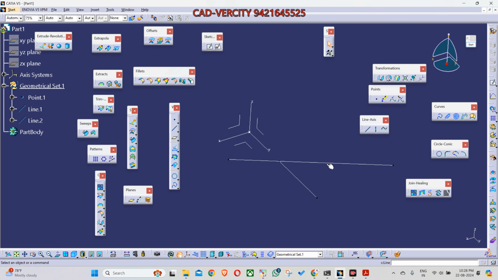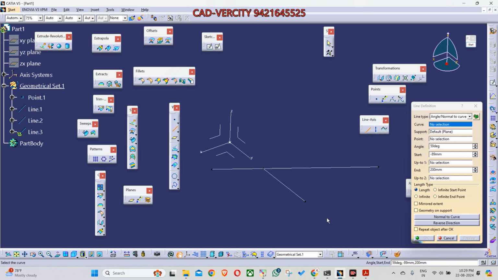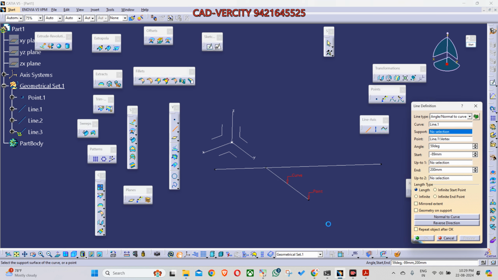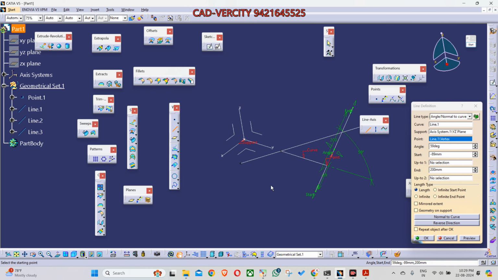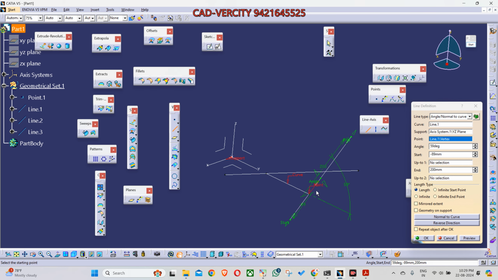Try again. See what I will do next. This time I will use this as a curve. What should the start point be? Shall I select this one as the start point? Okay, select this one. Support: previously we selected this plane. Shall I select this plane? Yes, sir. Click on the support box. Click over here. Got it? What is the use of support? In that plane we are getting the line.